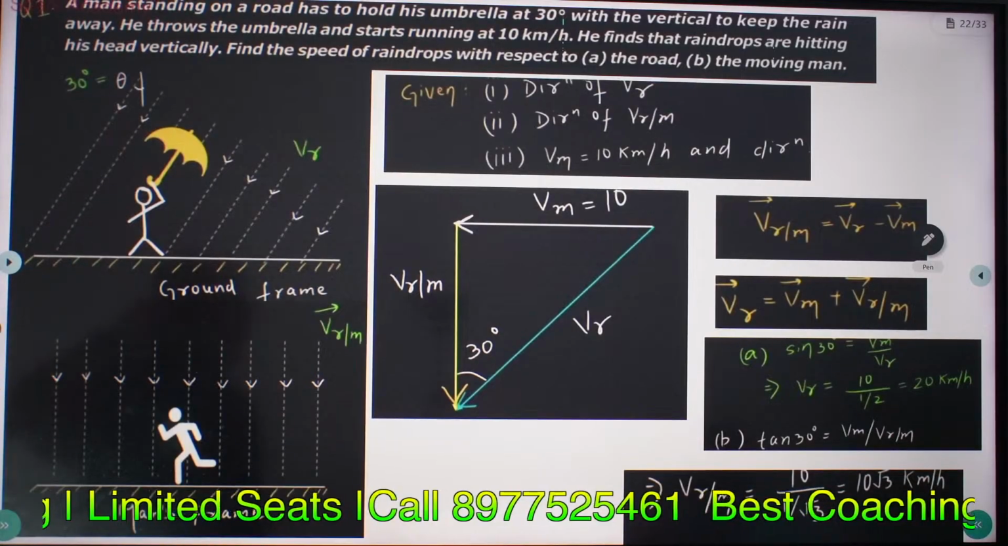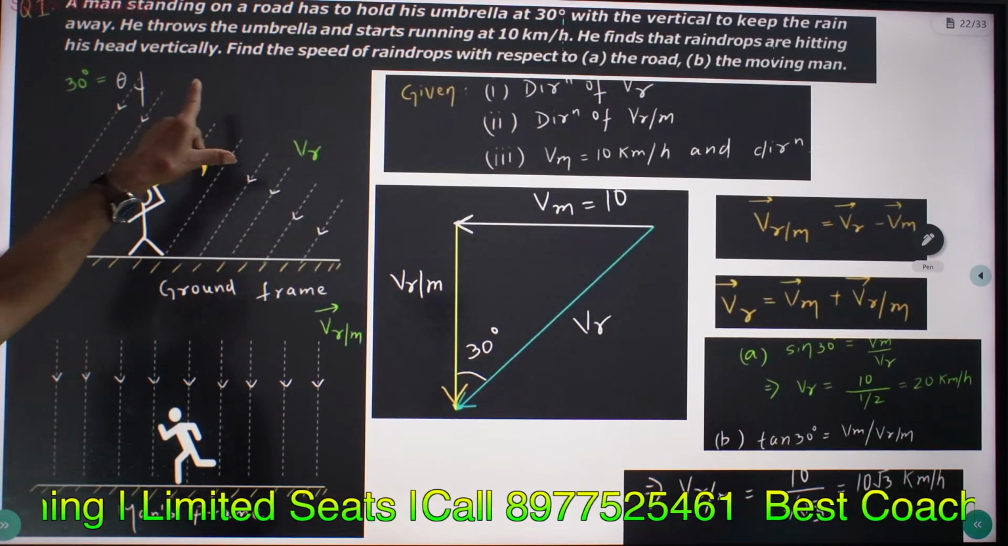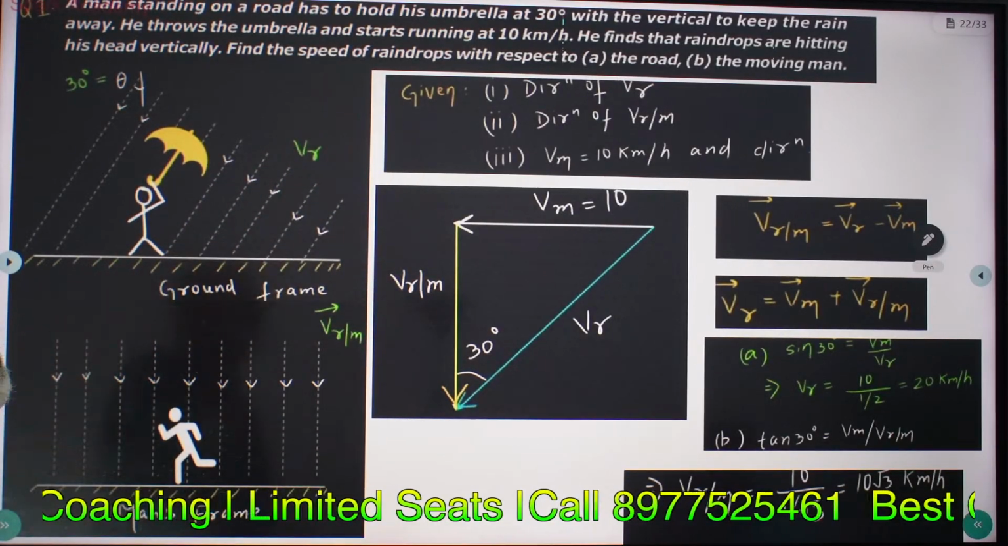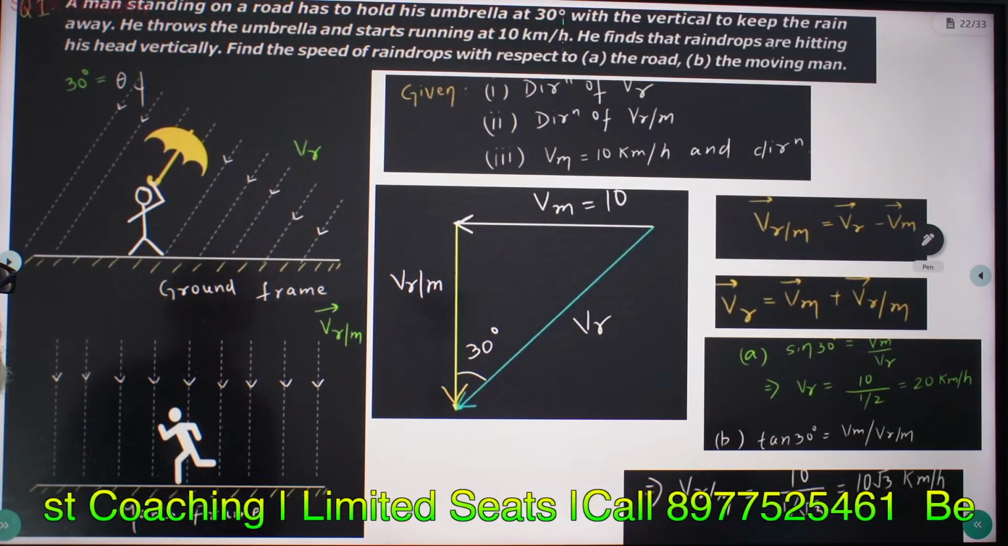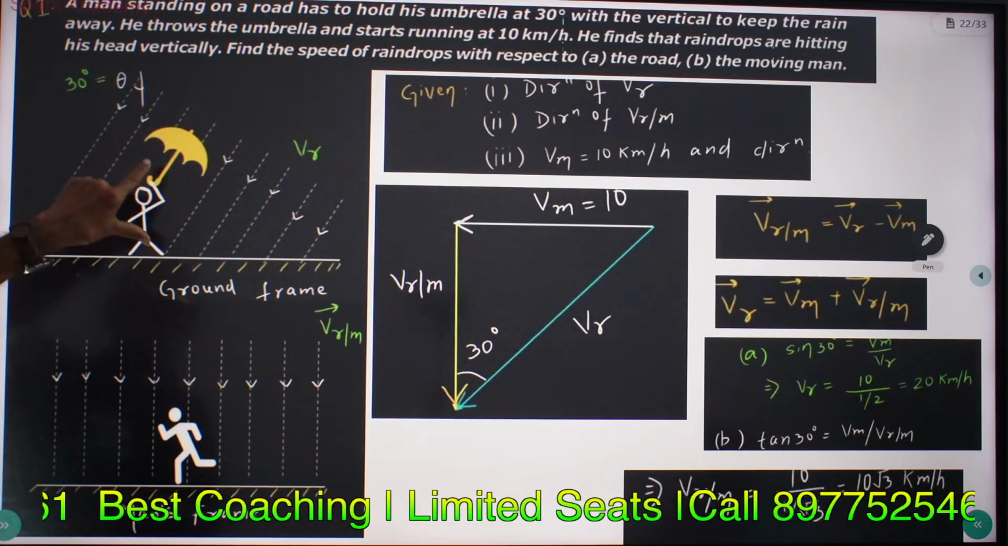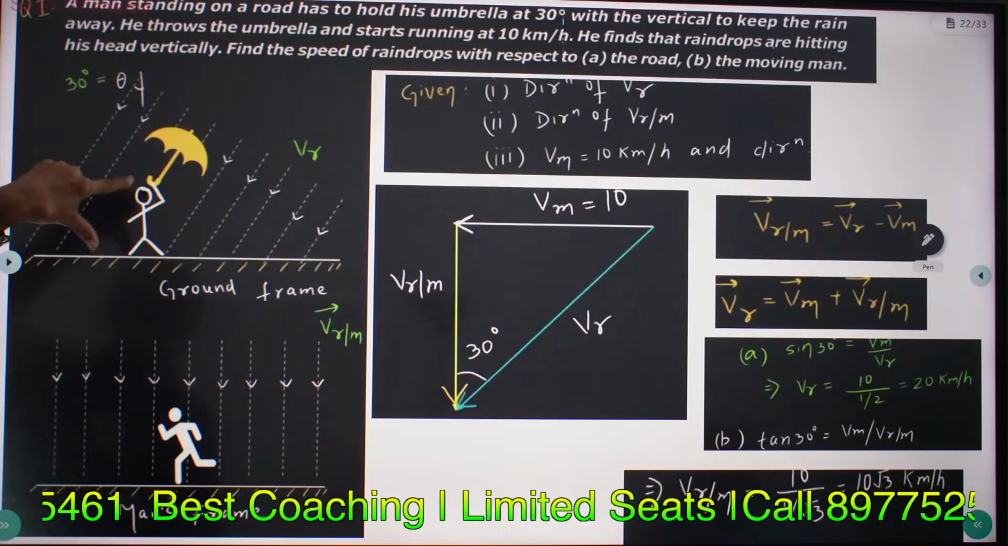Now, this is one problem. A man standing on the road has to hold his umbrella at an angle of 30 degrees with the vertical. Okay, this is the first situation. The man is holding this particular umbrella.